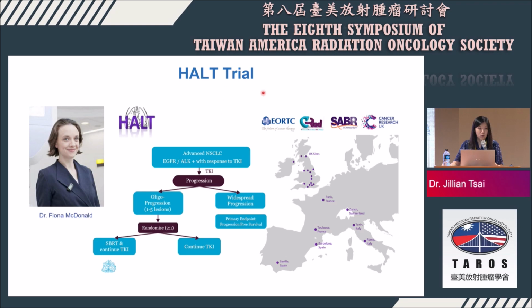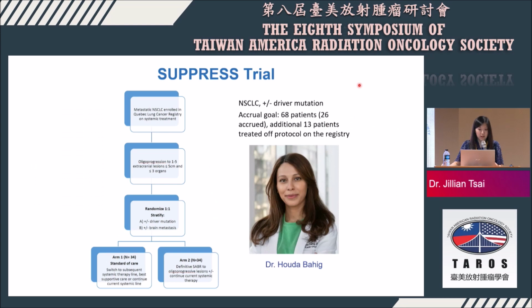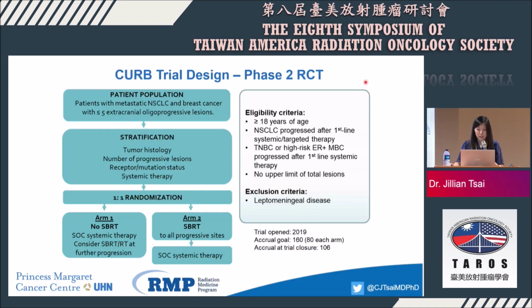The next trial is more specific for TKI-mutated lung cancer patients with progression on first-line TKI, again randomized to the addition of SBRT to the progressive lesions versus not. This is still ongoing. The SUPPRESS trial conducted in Canada is also ongoing, focusing on non-small cell lung cancer plus-minus driver mutation, and it is still accruing right now. I want to spend a little more time talking about the CURB trial that we did back at MSK, Memorial Sloan Kettering.